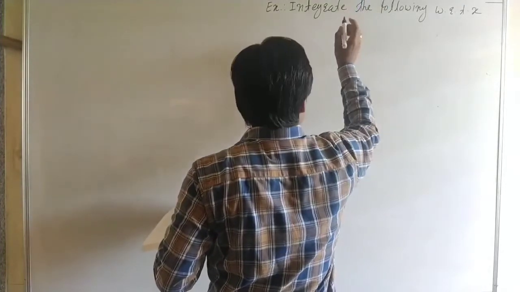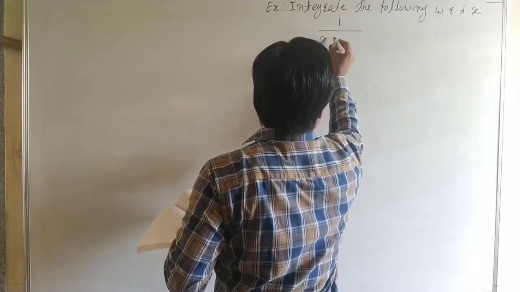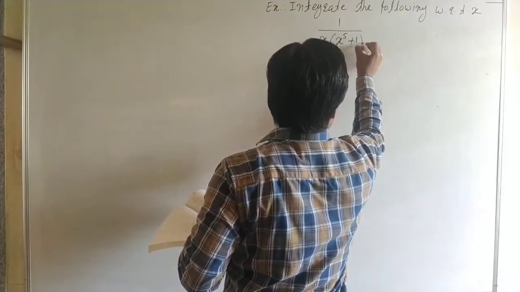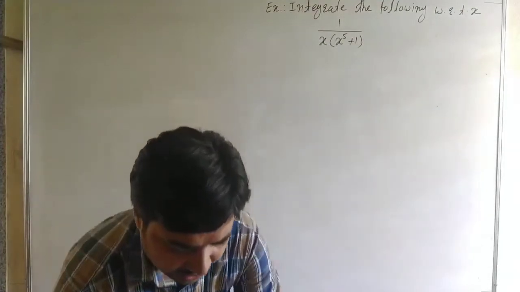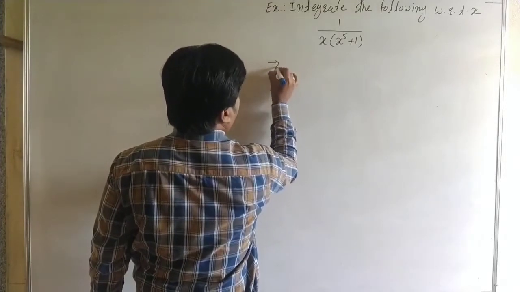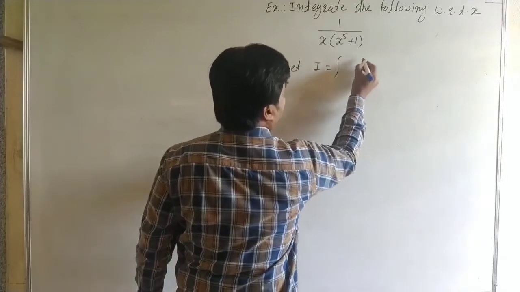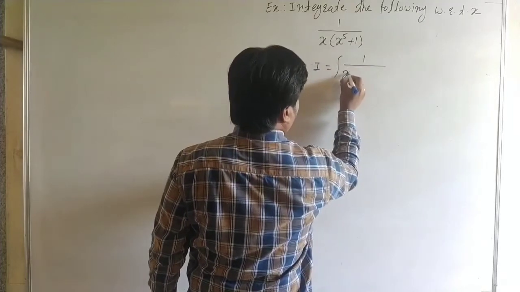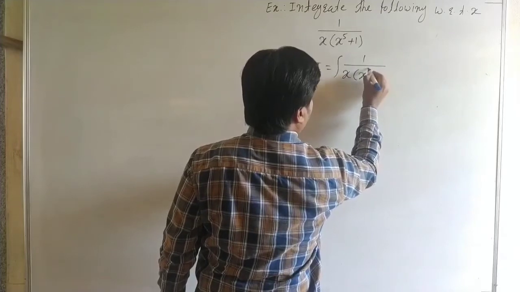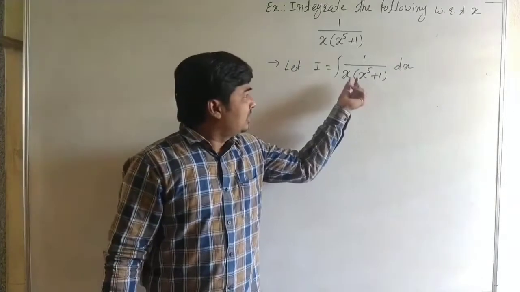Integrate the following with respect to x. The example is 1 upon x into x to the power 5 plus 1. Now we evaluate this integral with respect to x. Let I is equal to the integral of 1 upon x into (x to the power 5 plus 1) dx.